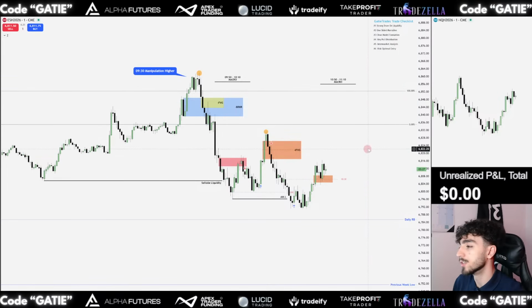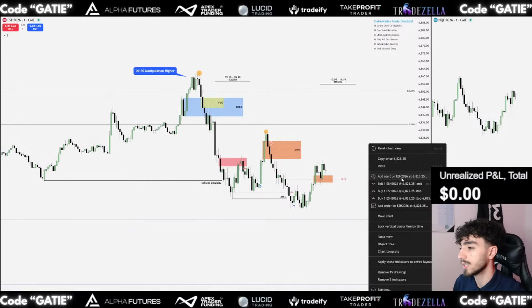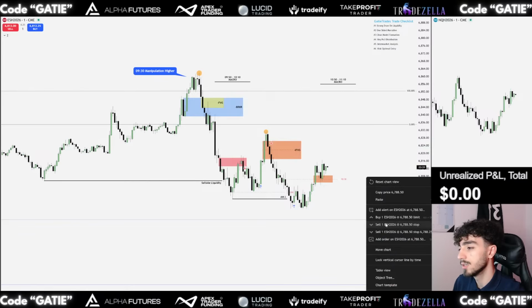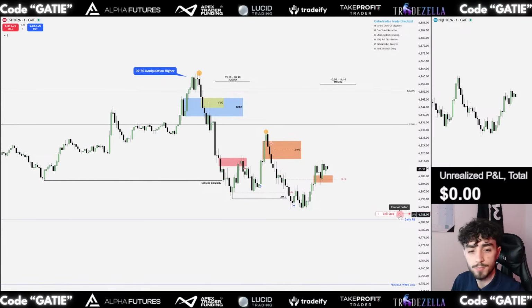How do I set up a SL and TP on TradingView? You do manual orders. So right click, buy stop. If you're in a short, that's your stop loss. If you're in a long, that's your stop loss. It looks like SPX wants to go 6,800.